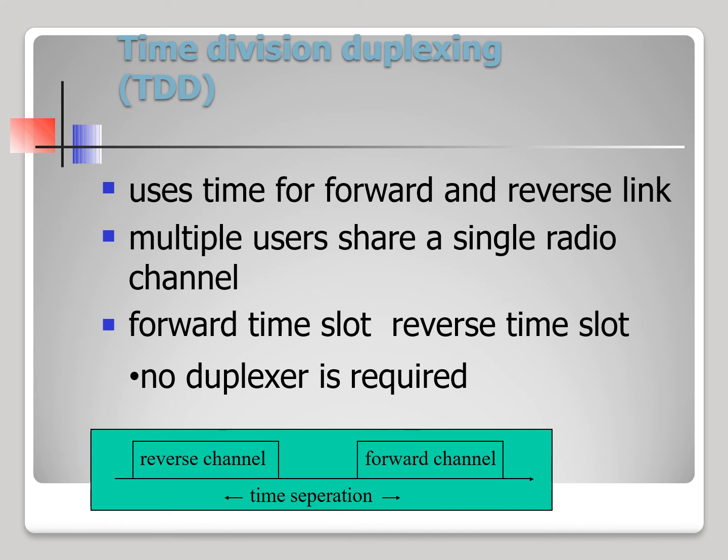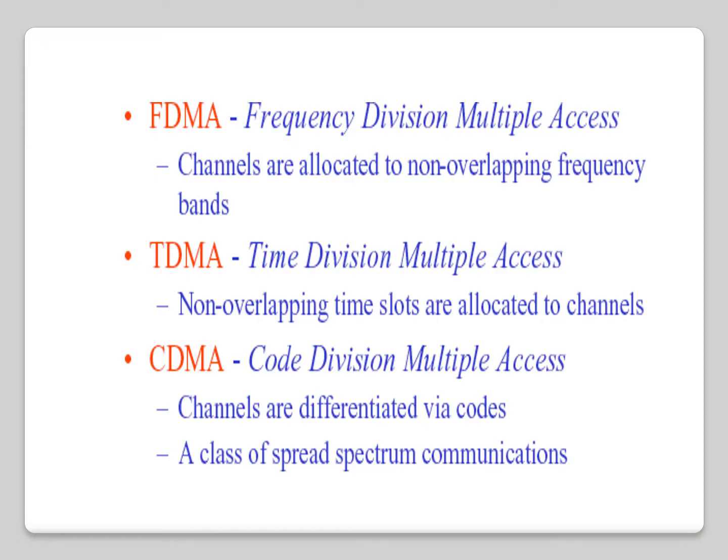Now, what is TDD? Time division duplexing. The reverse channel is given a particular time slot, and the forward channel is given a particular time slot, and both are separated by a time interval. That is known as time division duplexing, or TDD.